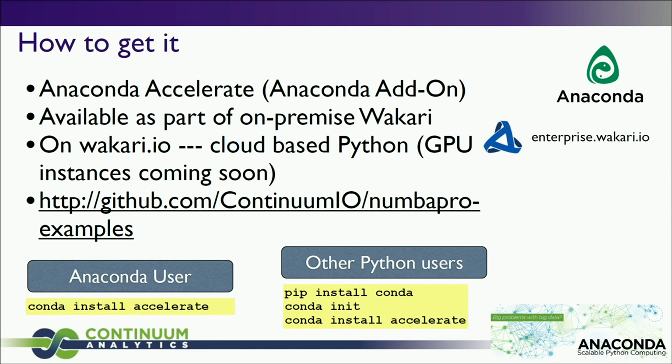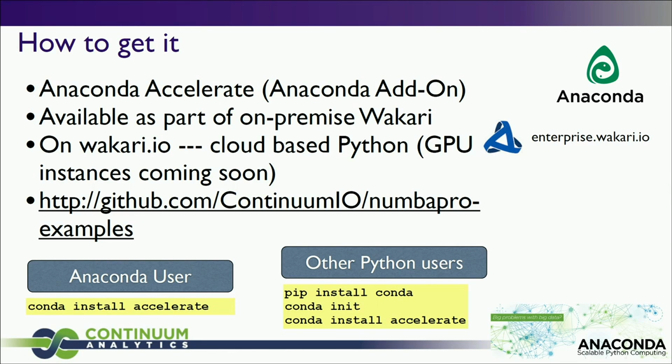Conda install Accelerate. If you're just a regular Python user, you can also get it by first installing Conda with pip install conda, conda init, then conda install accelerate, and then you can get all the things you need to run NumbaPro on your Python distribution. It's also available inside of Wakari. Wakari is our cloud distribution of Python. Go to wakari.io and you can have a free instance running on Amazon clusters presently. We're looking to move to other cluster providers as well.